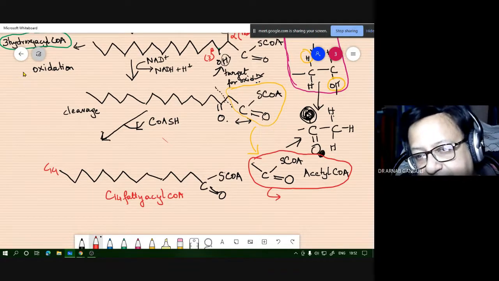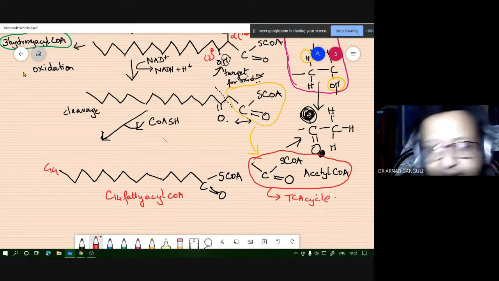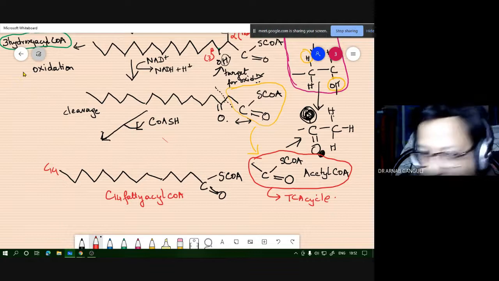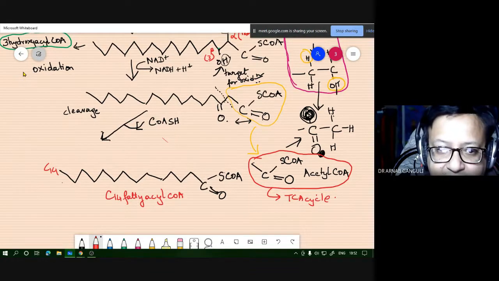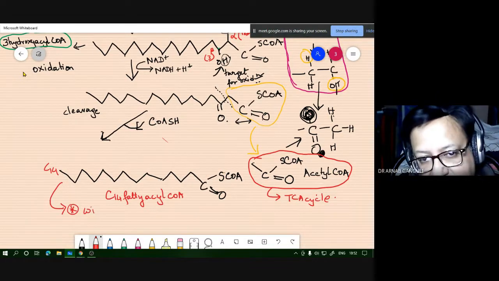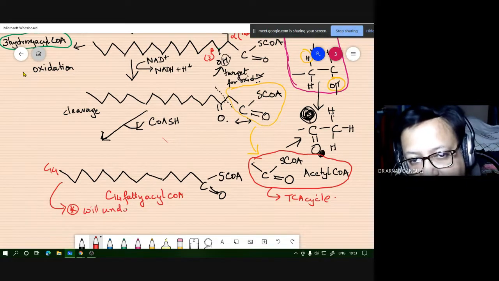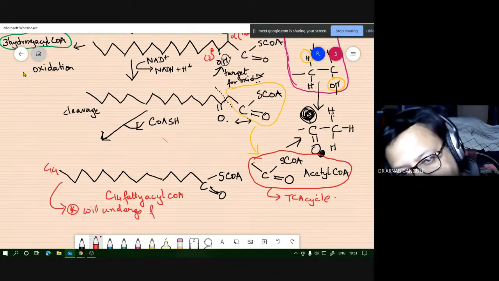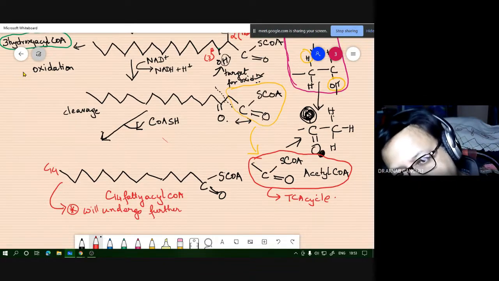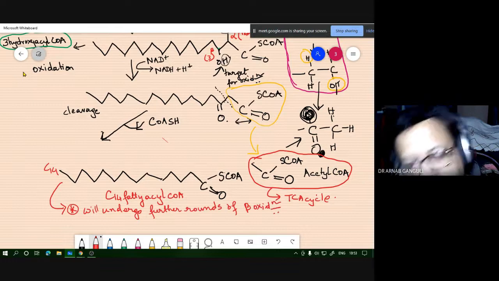This acetyl CoA will enter into the TCA cycle. And this fatty acyl CoA will undergo further rounds of beta oxidation.